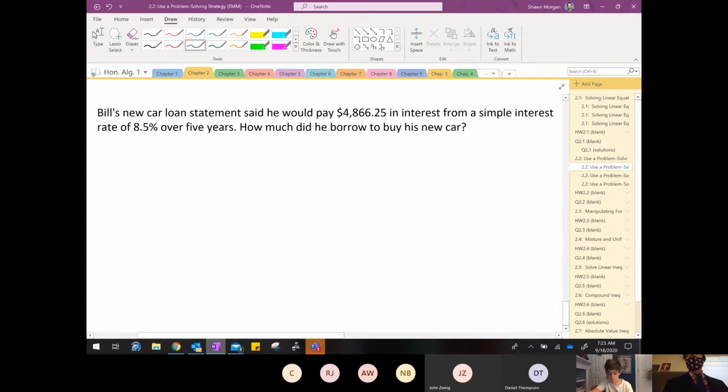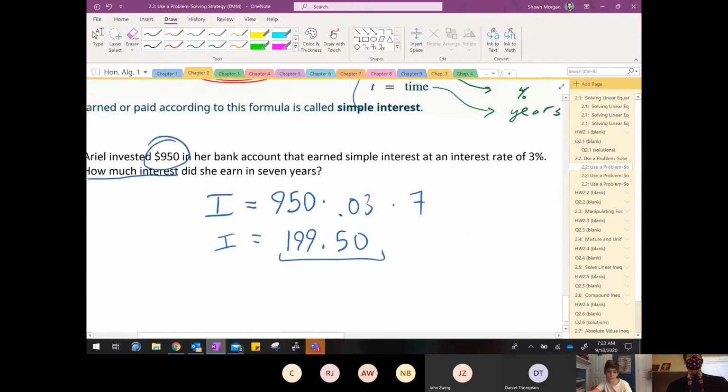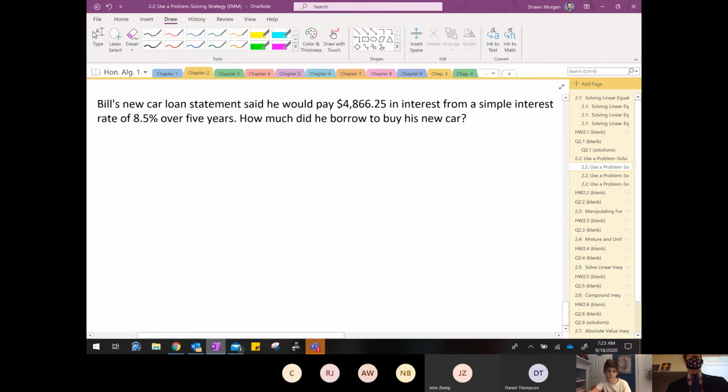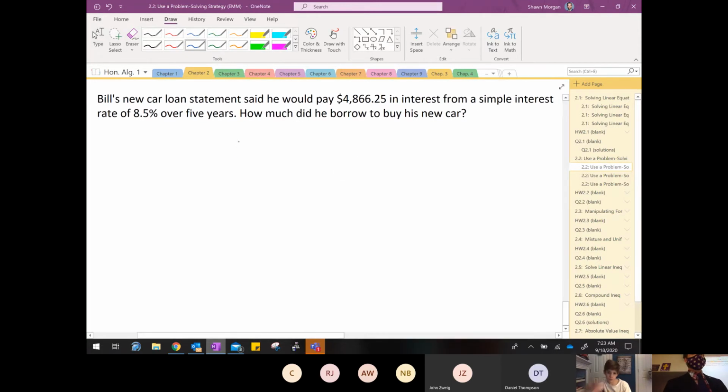All right, so what was our formula again, Quentin? Can you remind us of it? You don't have it written down? I circled it in red a moment ago. Here it is. I equals what? PRT. Write that down, brother. I equals PRT. So interest, the amount of interest in a simple interest scenario equals the principal investment times the interest rate times the duration, right?